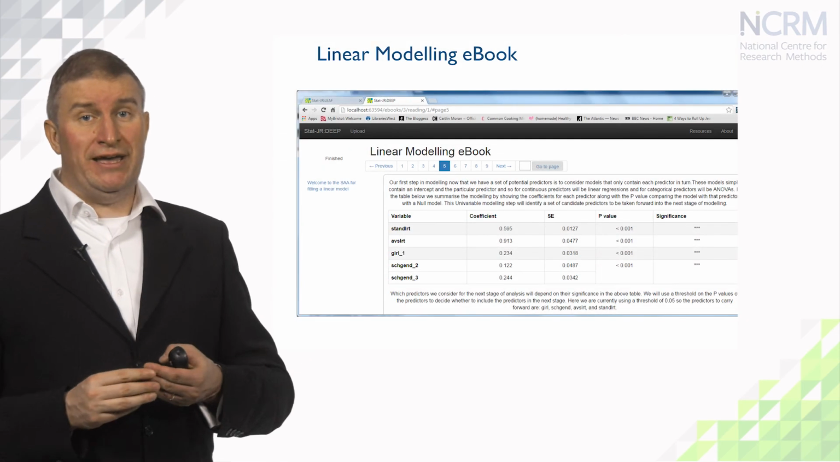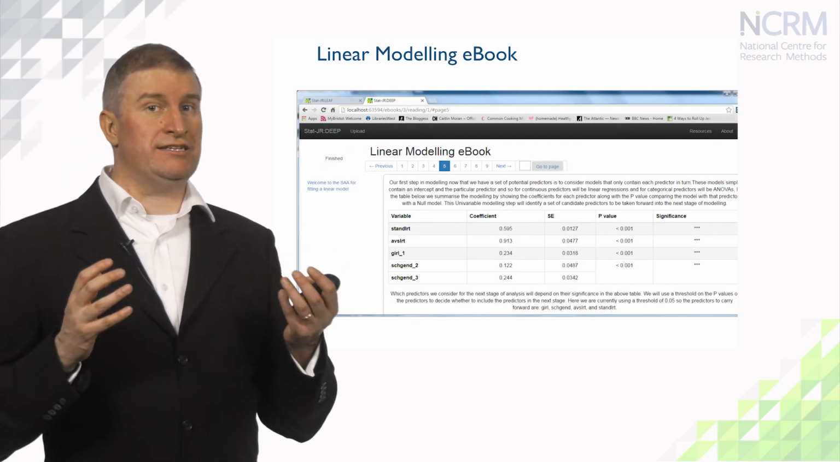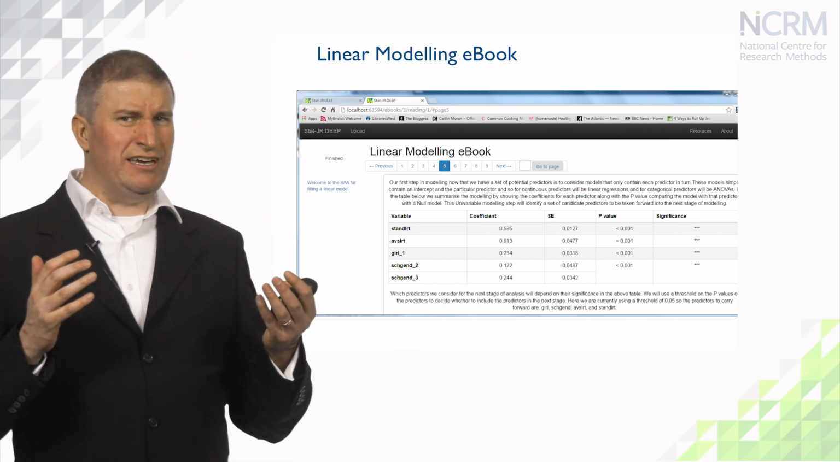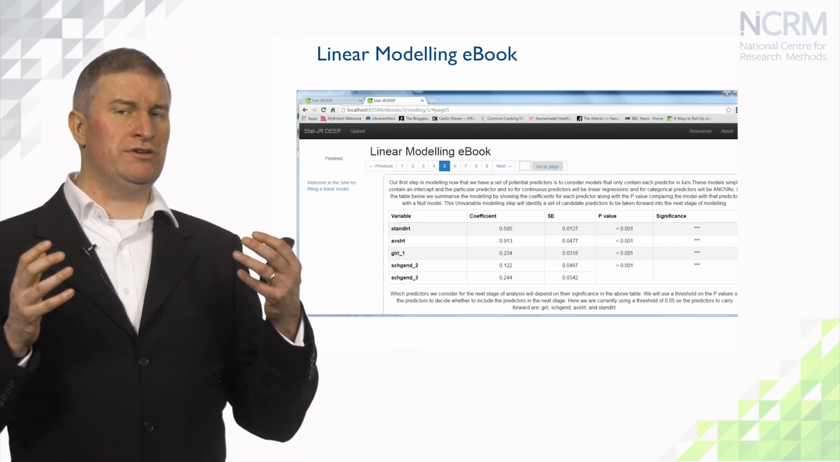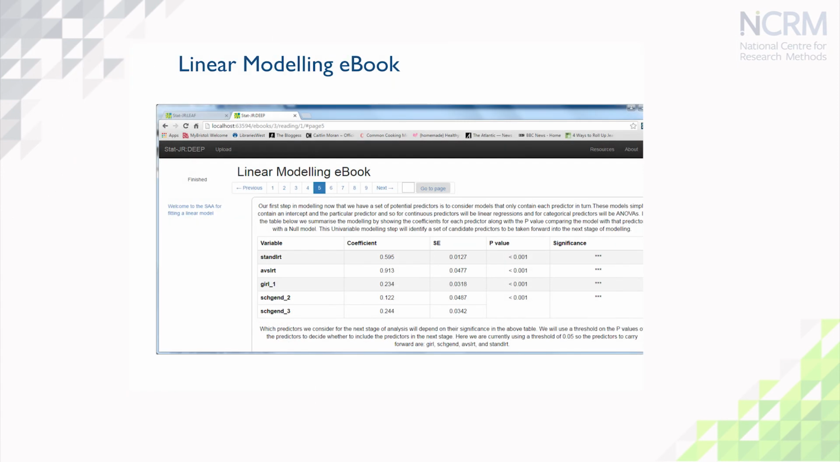So here we show a page from this more general SAA. Here we're illustrating what we would call the univariate modelling of each predictor on its own to assess its relationship with the response. And the table you see here illustrates this.